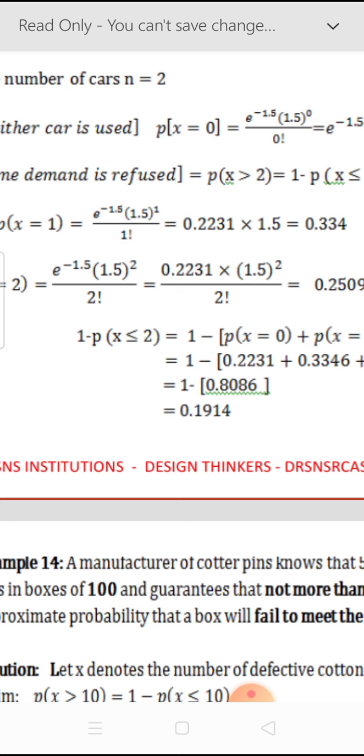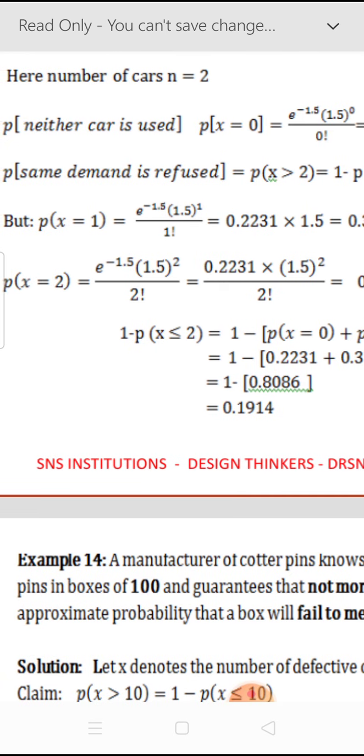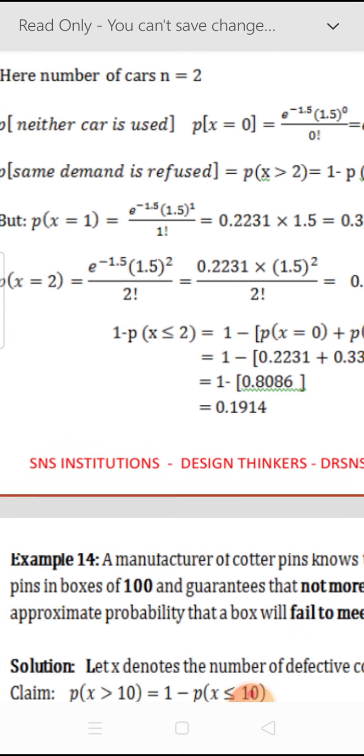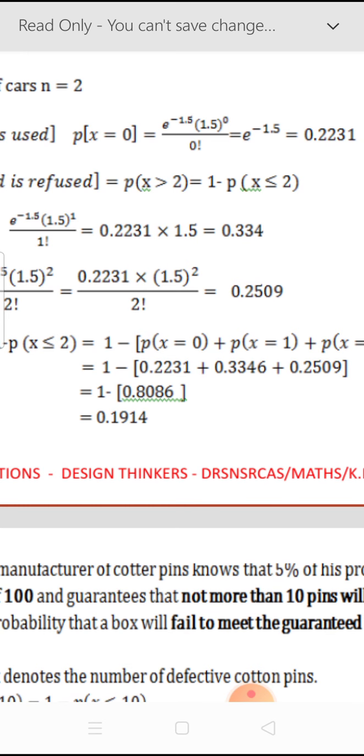1.5 power 1 is 1.5. So therefore you are multiplying 0.2231 with 1.5, you will get that answer as 0.334. And similarly we can find the value of probability of x is equal to 2 by applying in the formula e power minus 1.5 whole square by 2 factorial. So squaring the value on simplification you will get this answer as 0.2509.